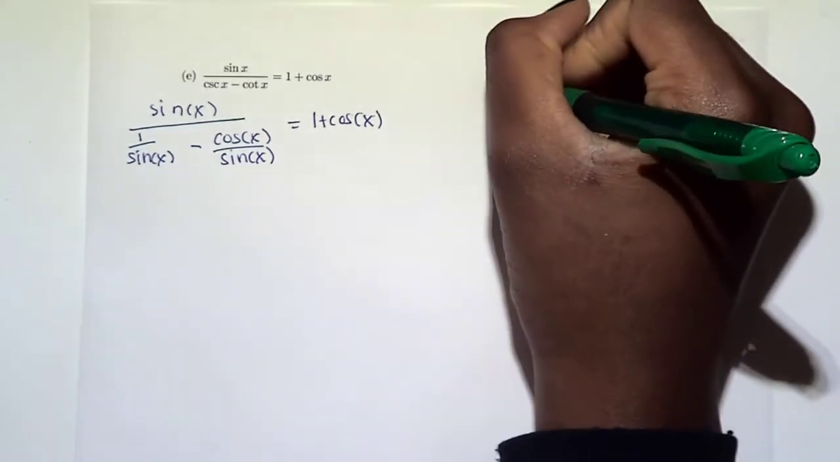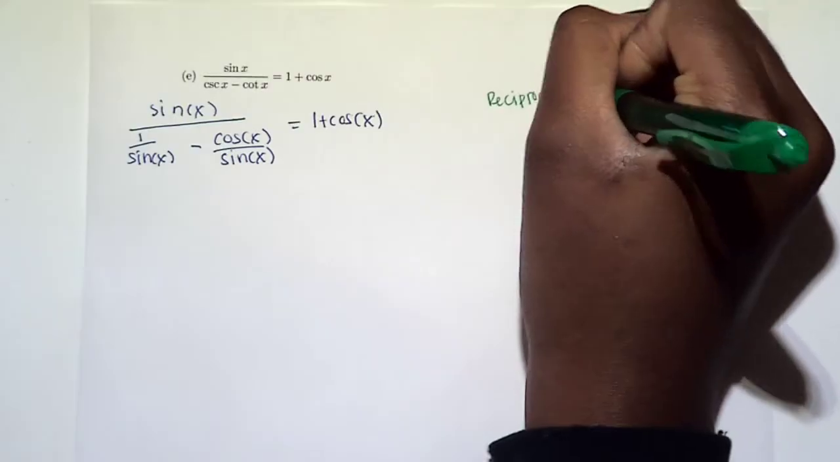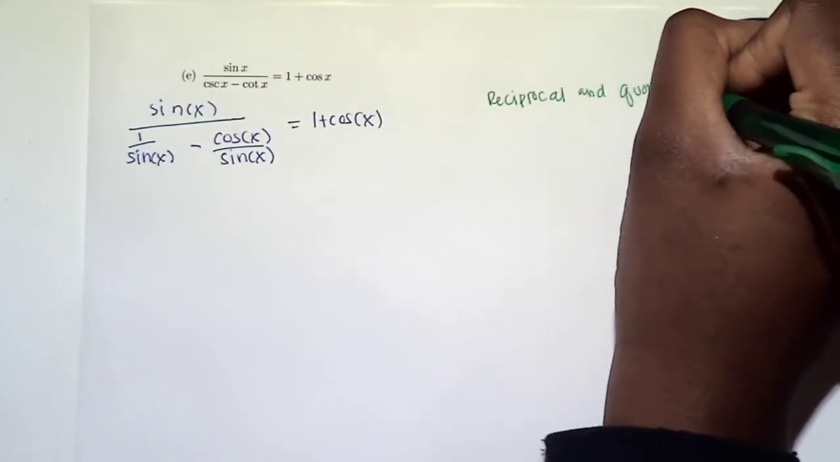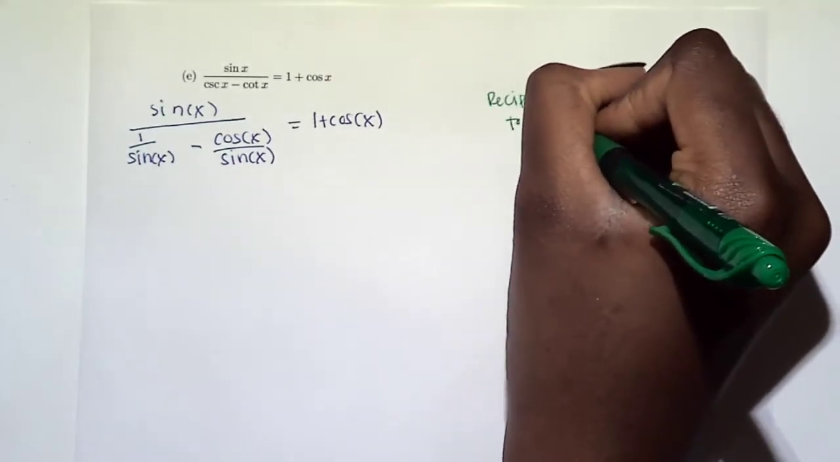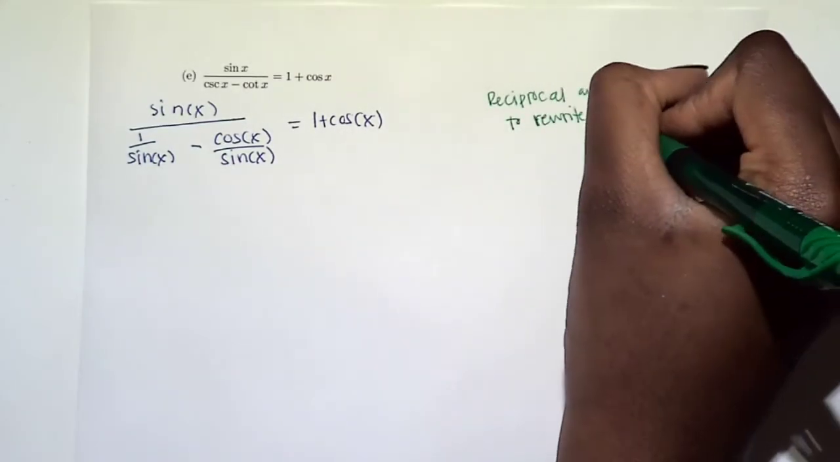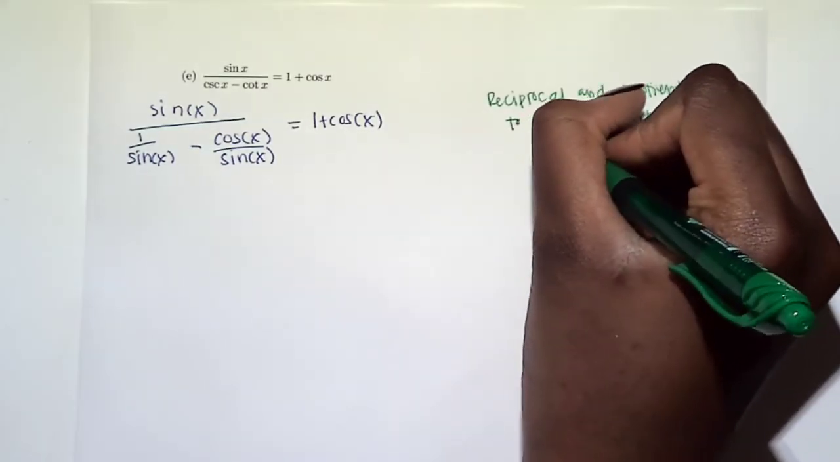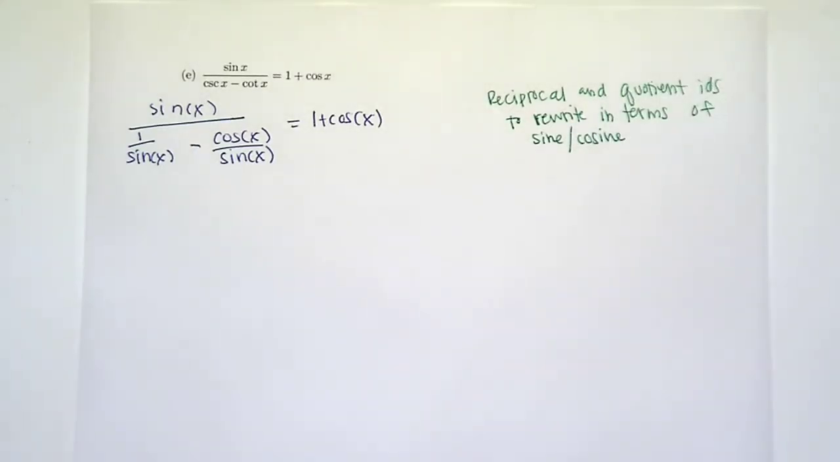So I used reciprocal and quotient identities to rewrite in terms of sine and cosine. That was my first step.